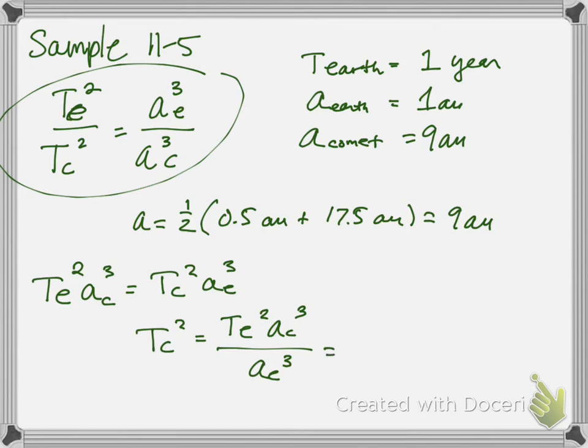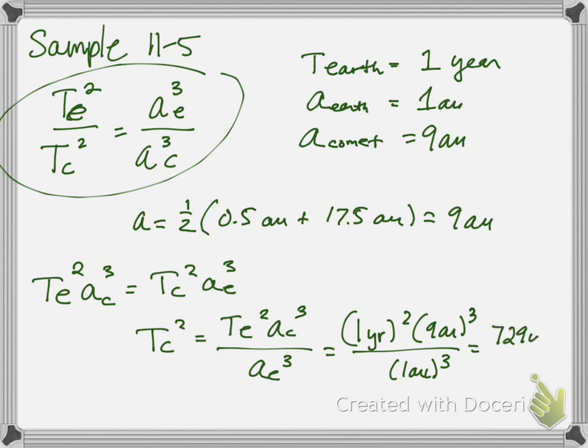So we have Earth's period is 1 year, and we're going to square that. The average distance for the comet is 9 AU, and we're going to cube that. And then the average distance for Earth is 1 AU, and we're going to cube that, although it doesn't matter. So what we get here is 1 times 9 cubed divided by 1, so the math's not too difficult, 729 years squared. Take the square root of that, and we get a period of 27 years.